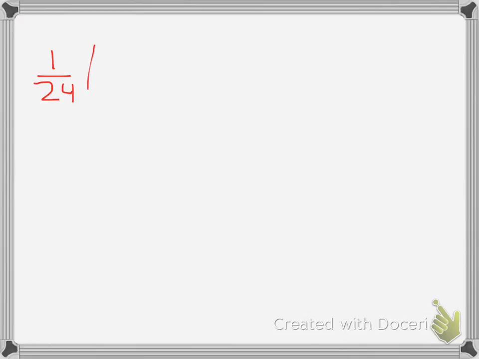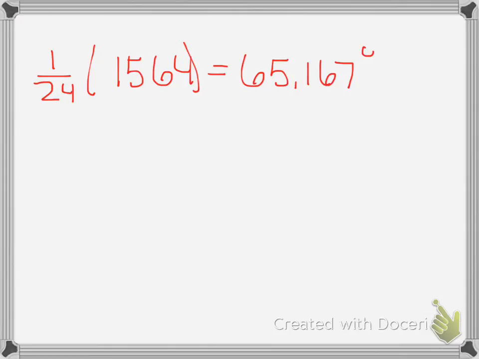So moving on to the next page, because I ran out of room, that would be 1 over 24 times the big old number of 1,564, or approximately 65.167 degrees. You better make darn sure that you are taking it to 3 decimals, people, and that you're giving me the units. I am tired of taking off points for people not giving me 3 decimals and not giving me units in word problems.